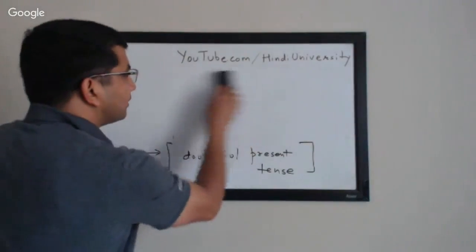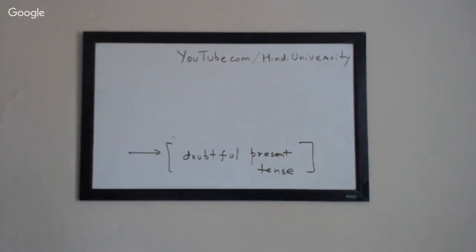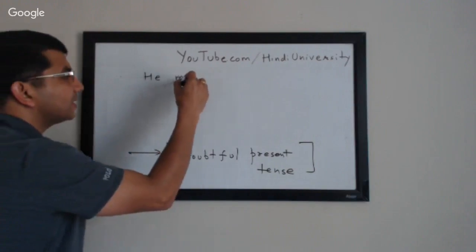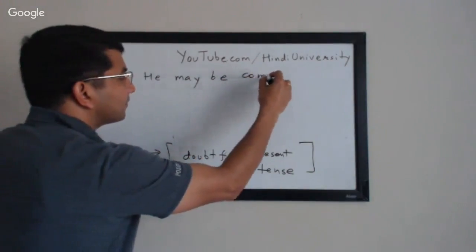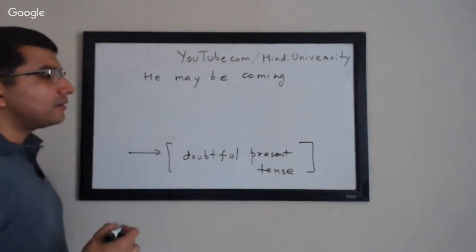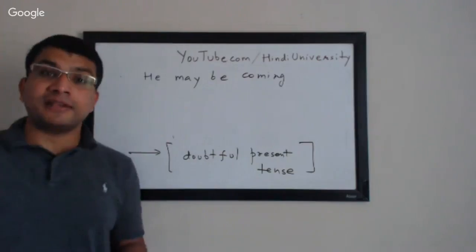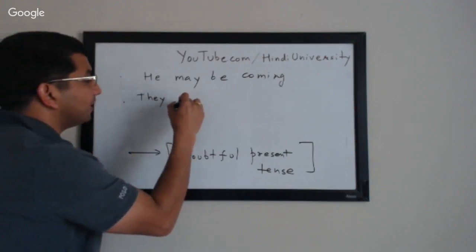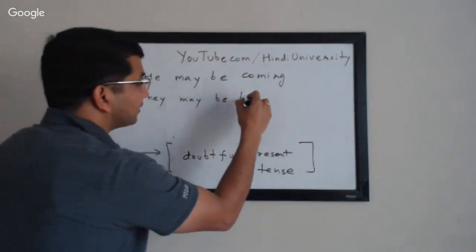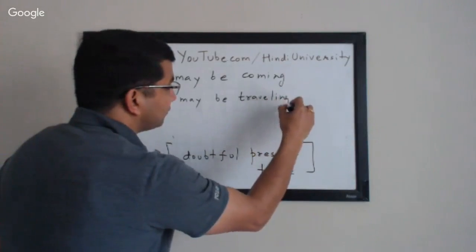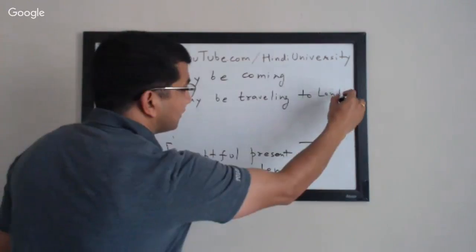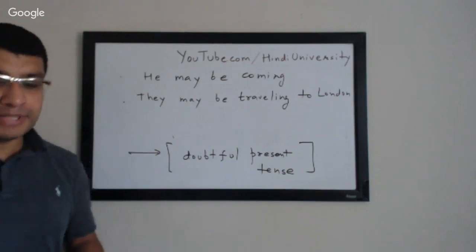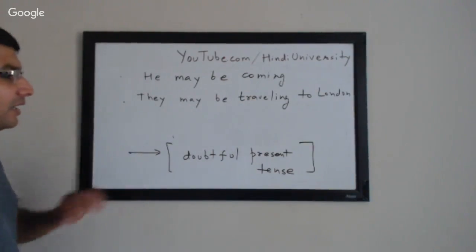Just to elaborate a little bit further, the kind of sentences that are covered in doubtful present tense are like, he may be coming. Okay, where you are doubtful about it, but you're saying that he may or may not come. He may be coming. They may be traveling to, let's say, London. You're not sure, you're doubtful about it, but you are anticipating that this may be happening right now. That's another example of a doubtful present tense.